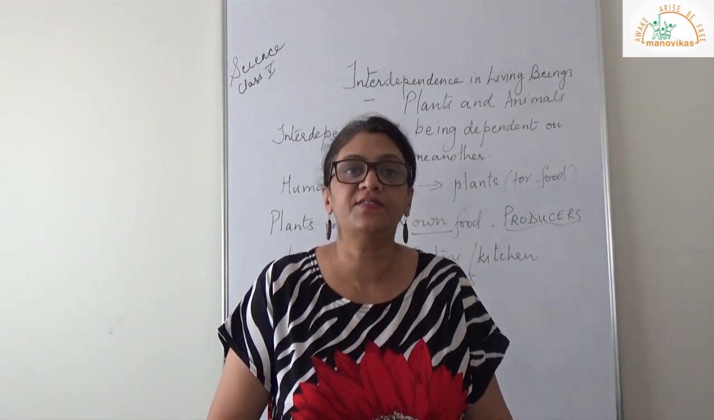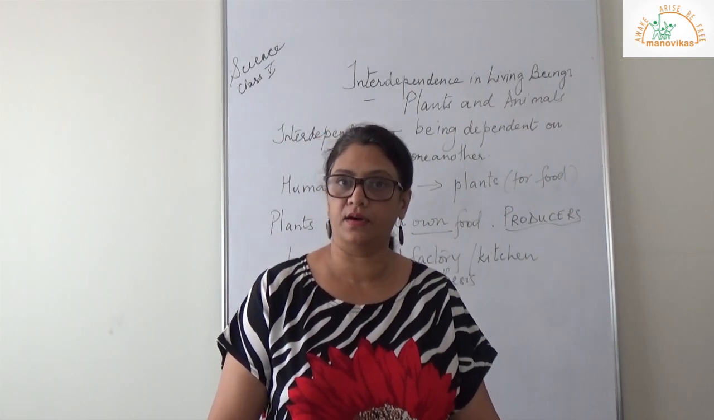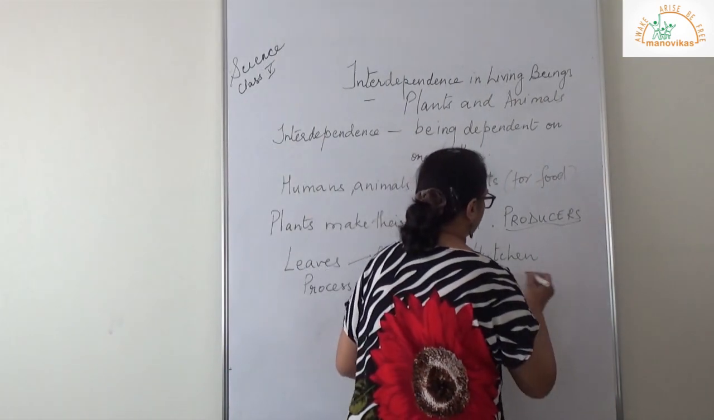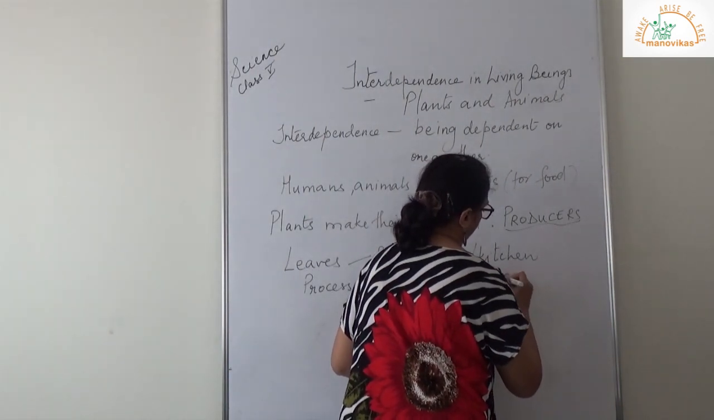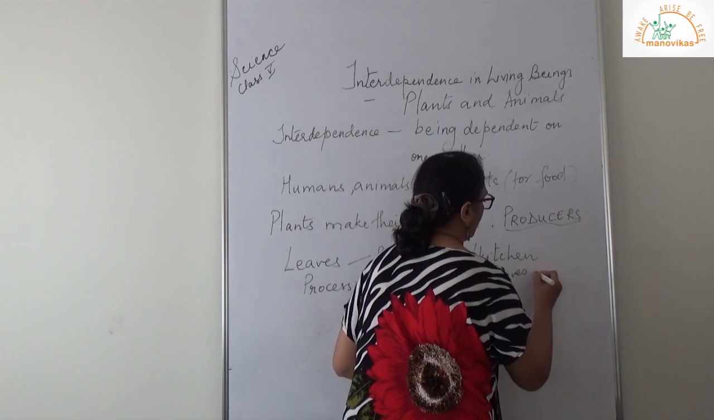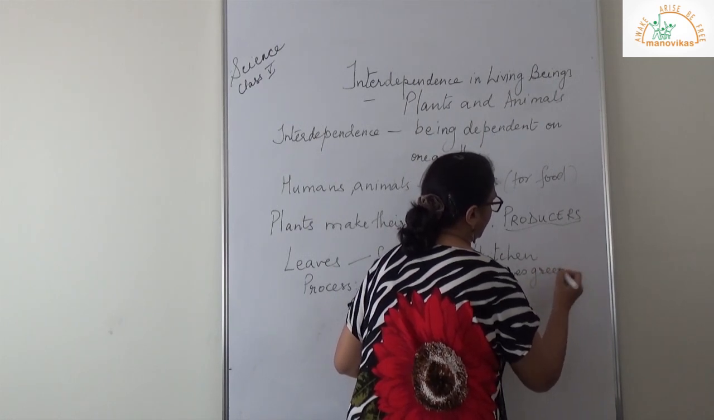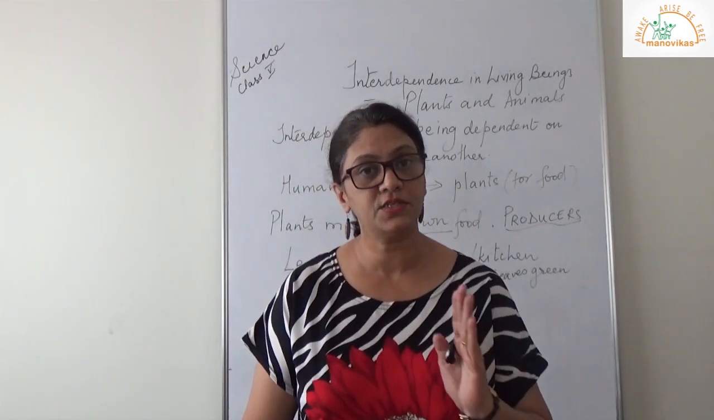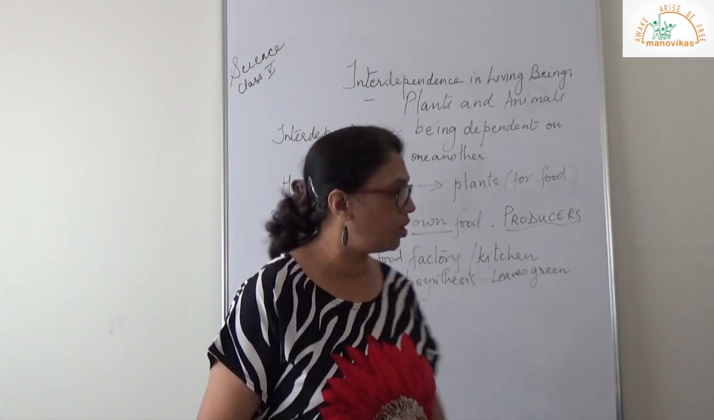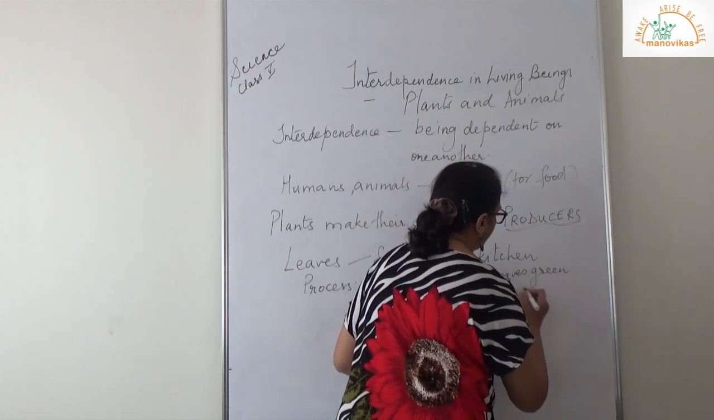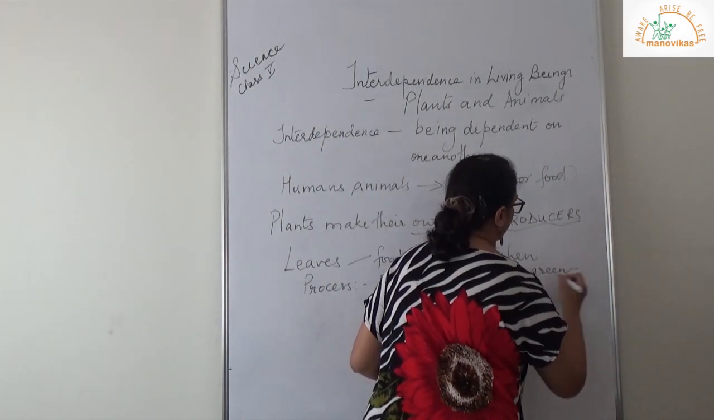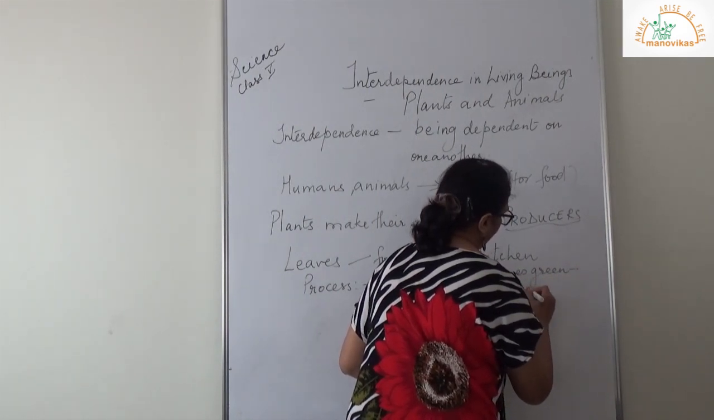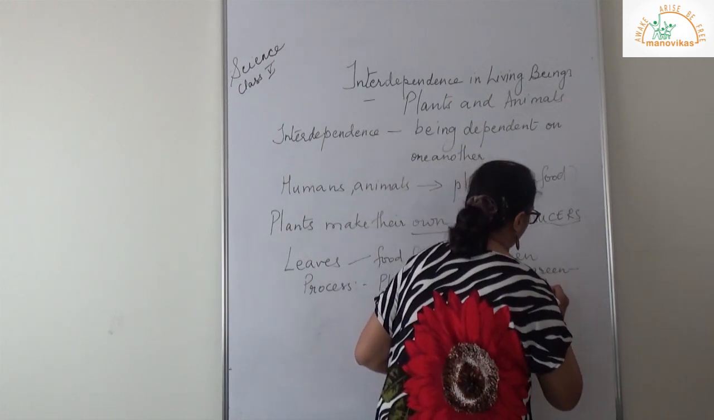Now, most of the leaves are green in color. Why are they green in color? Leaves are green. Why are they green? They are green because of the presence of a pigment called chlorophyll. Leaves are green. They contain a pigment called chlorophyll.